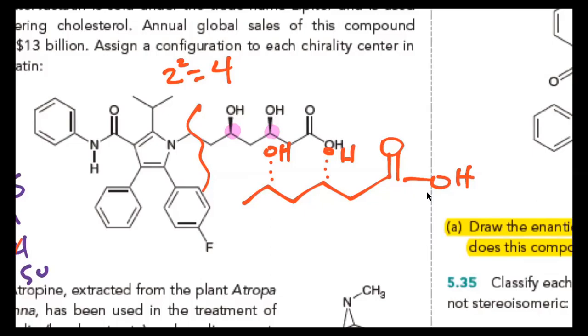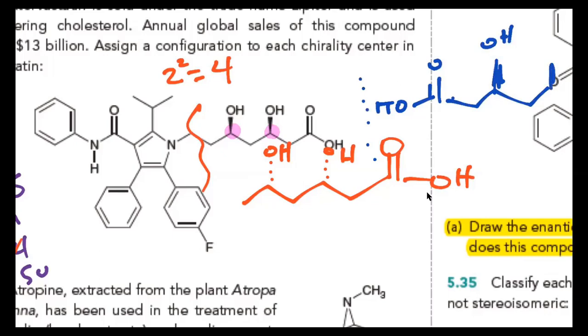I could draw it that way, or I'm going to draw it another way too, just so you can understand. I can put a mirror plane here and draw it this way, where it's looking at itself. Then the OH is here and it's still wedged, and the other OH will be here, like that. I can draw it either way. They're both going to be the mirror.